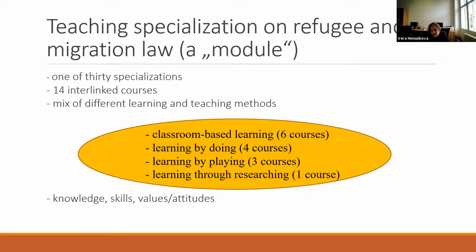One is classroom-based learning, another can be named learning by doing, another learning by playing, and then we also have a course which can be named as learning through researching. All the courses reflect the objectives which students should achieve in the learning process across a range of knowledge, skills, values, and attitudes.